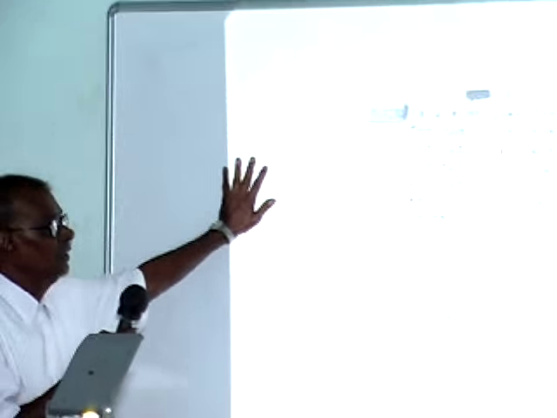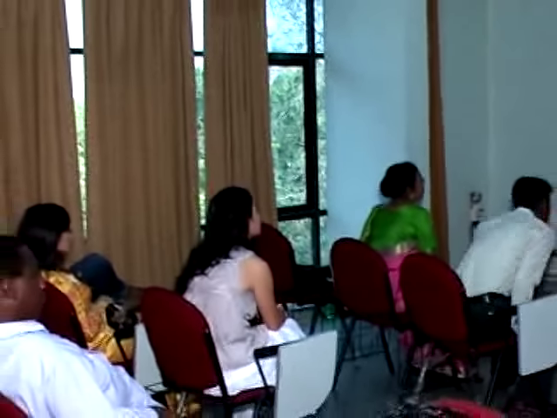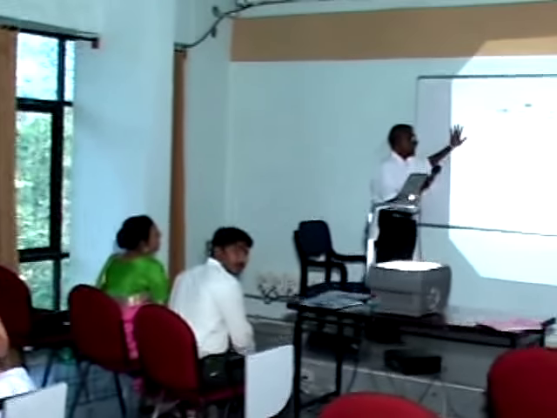A noun is a word used for naming a person, like in "Lara wrote to Jack." For naming an animal, as in "There is a monkey on the tree." For naming a place, "Canberra is the capital of Australia." For naming a thing, as in "Rachel's father bought her a scooter." For naming abstract things that exist only in the mind, as in "Justice delayed is justice denied." There are 5 kinds of nouns.